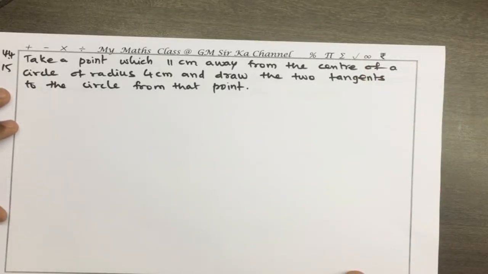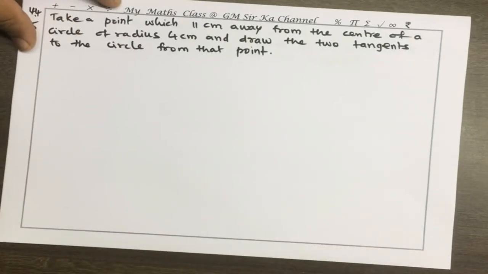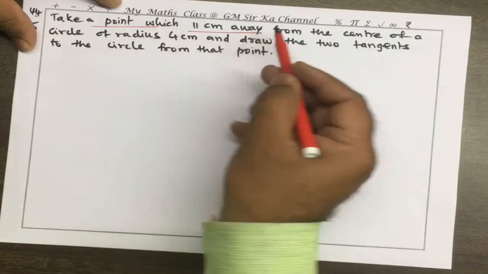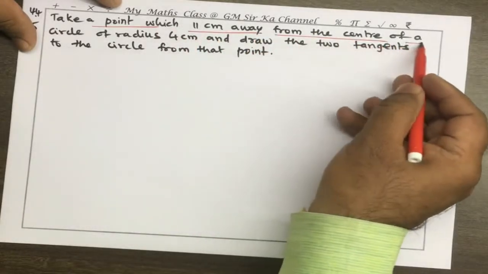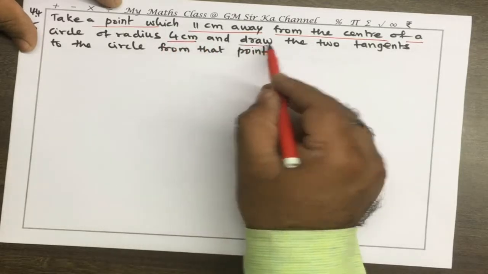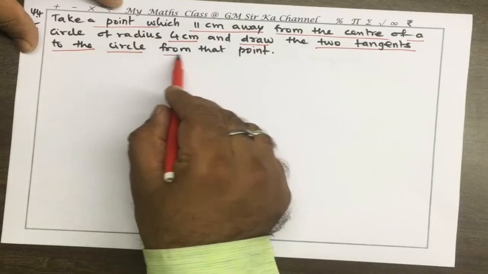You are learning construction of tangent from the external point. We know that two tangents can be drawn from the external points. So take a point which is 11 centimeter away from the center of circle of radius 4 centimeter and draw the two tangents to the circle from that point.